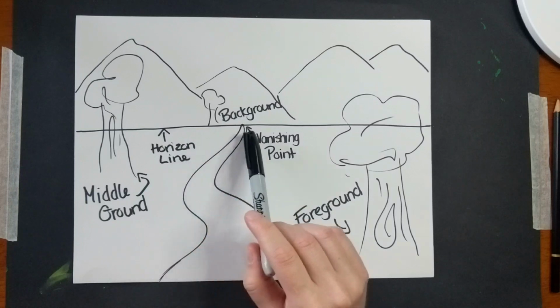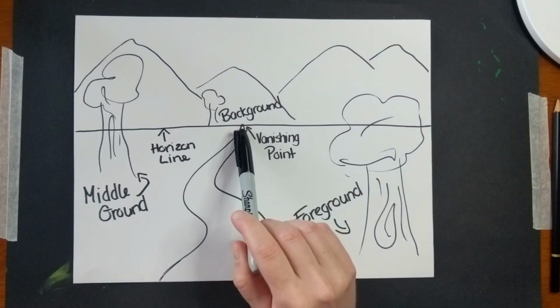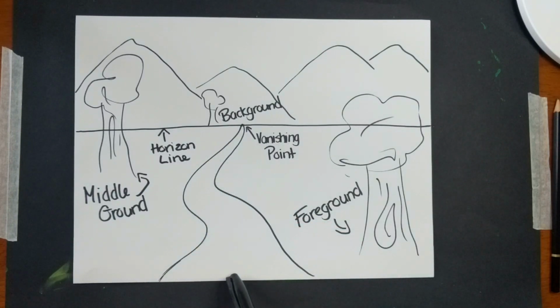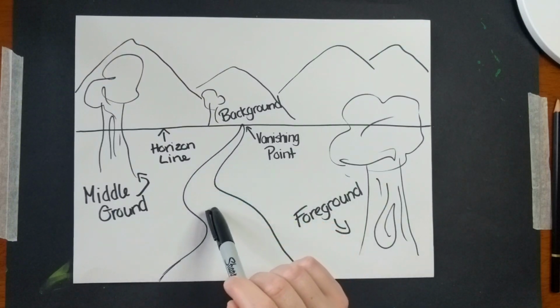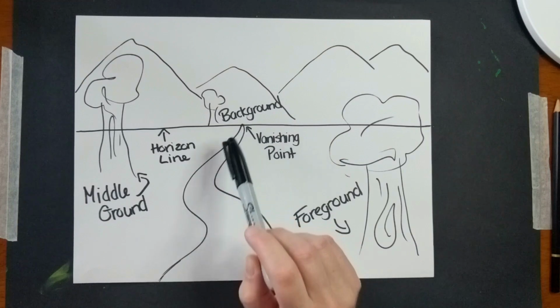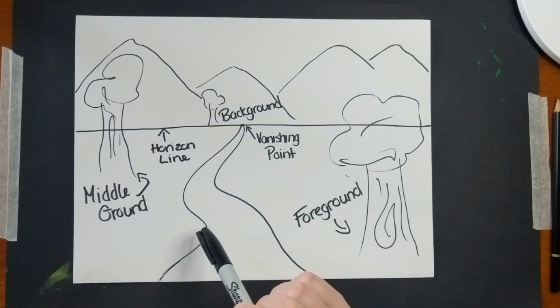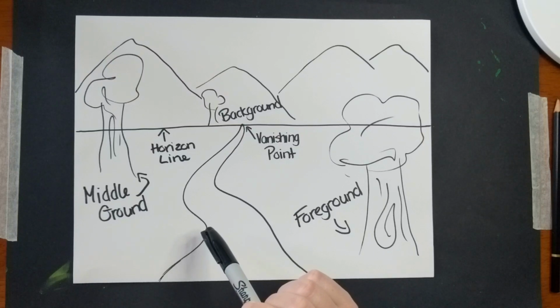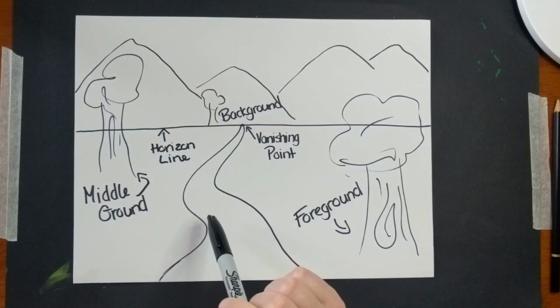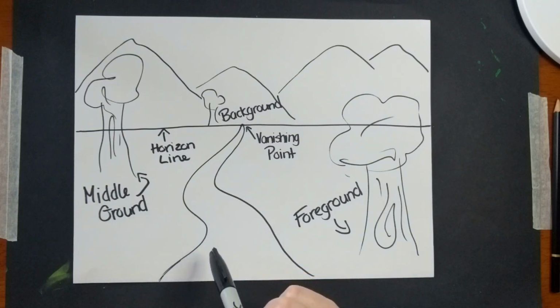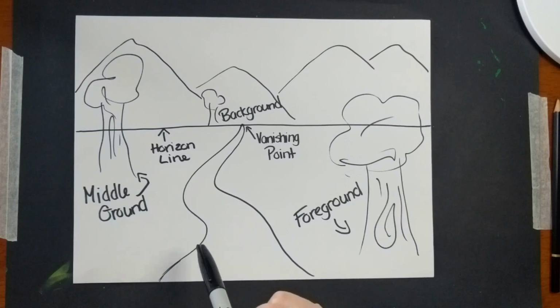Then we also have something called the vanishing point, this tiny little dot right here. And you can see that my path here goes all the way through my landscape, and it gets smaller and smaller and smaller as it reaches the vanishing point, because when something reaches the vanishing point, it vanishes. You can't see it anymore. And as things get closer to the vanishing point, they get smaller and smaller, and they're harder and harder to see. You can also break down your landscape into 3 different parts.